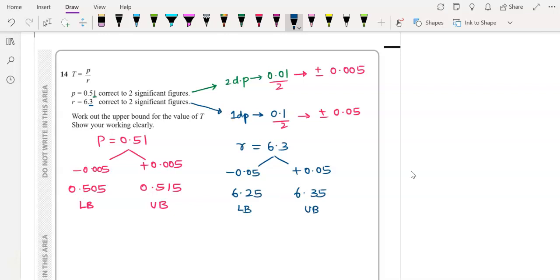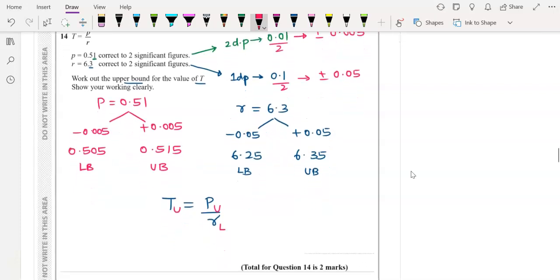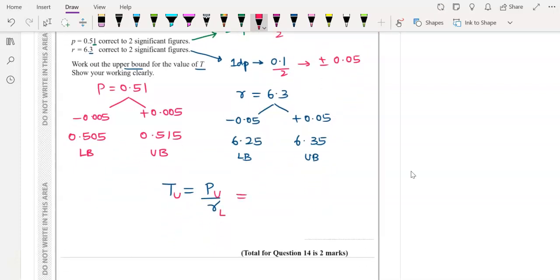But the question is, work out the upper bound for the value of t. So let's put the formula. t equal to p over r. I want to find upper bound for t. Upper bound for t means I need a big answer. So your numerator should be the biggest possible number and you divide by the least possible number. So you will take p upper bound and r lower bound. Upper bound for p is 0.515 and lower bound for r is 6.25.